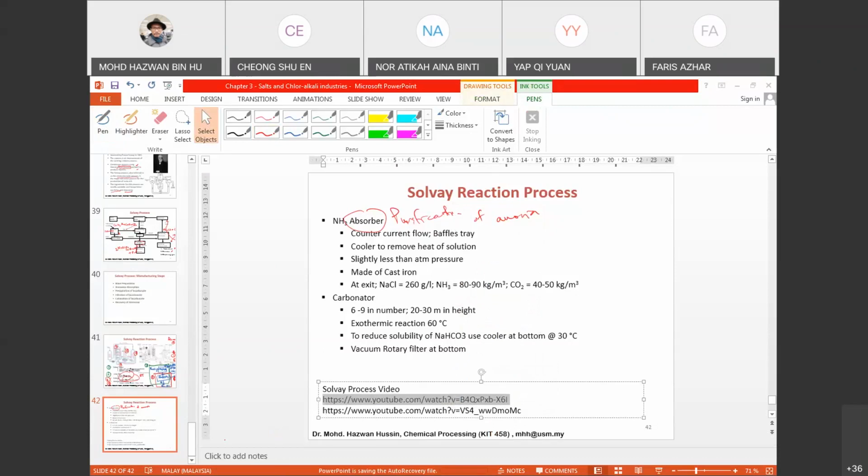Okay, so while waiting for the videos, some homework for you to do, to discuss: the difference between the Blanc process and Solvay process. You can make it into an infographic, a poster or something, visual graphics to explain the difference between the Blanc process and also Solvay. I set the deadline till Thursday.